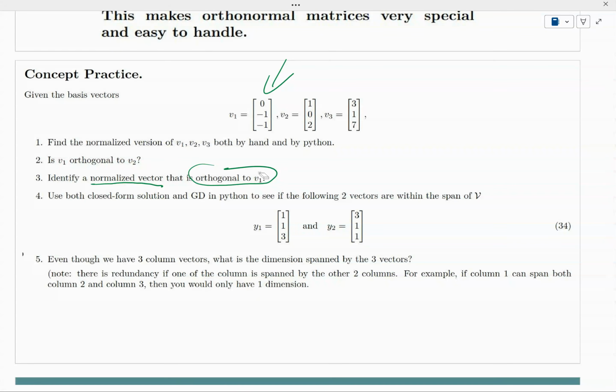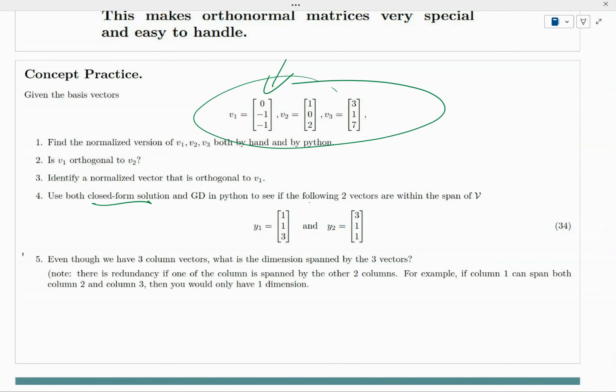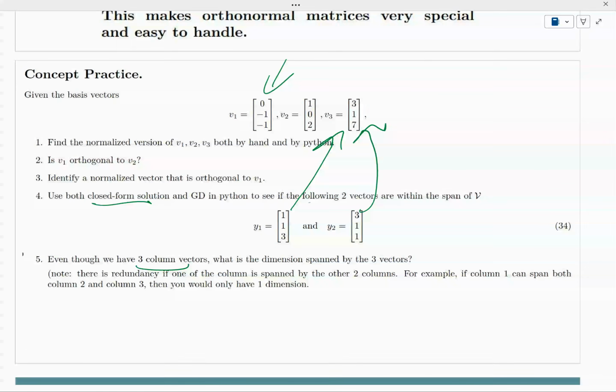And then use both the closed form solution and gradient descent in Python to see if the following 2 vectors are within the span. So now these are the bases. See if this right here is within the span of this, and then see if this is within the span of this. Even though we have 3 column vectors, what is the dimension spanned by the 3 vectors?